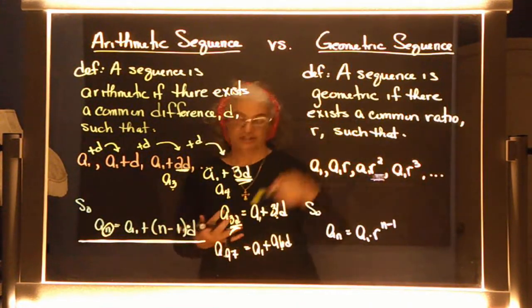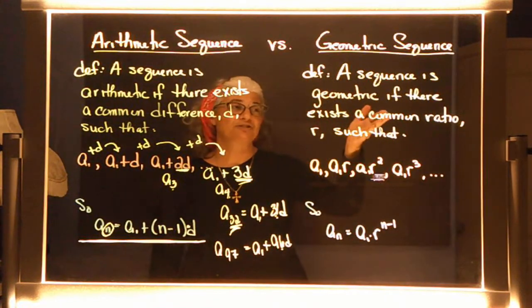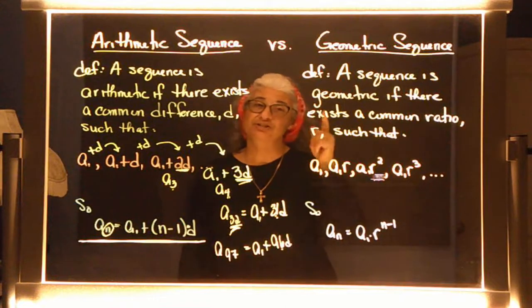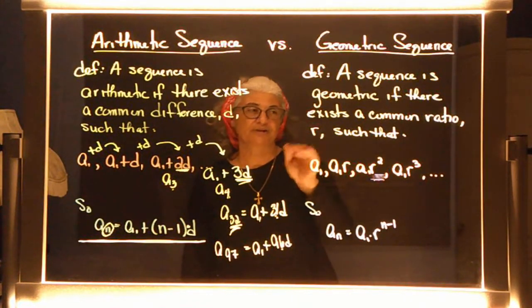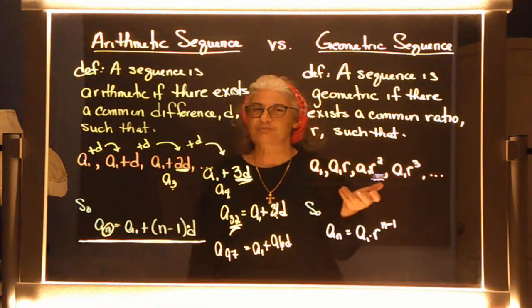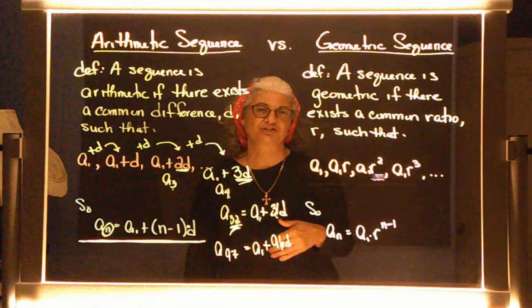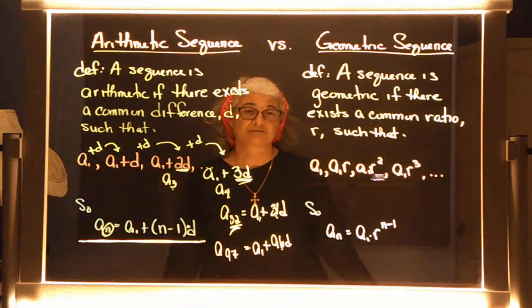Okay, let's look at a geometric sequence. Now, a sequence is geometric if there exists a common ratio. We're using R for ratio. Ratio is a fancy term also for division, or it could be multiplication, because I could also multiply by the reciprocal of a fraction, right?